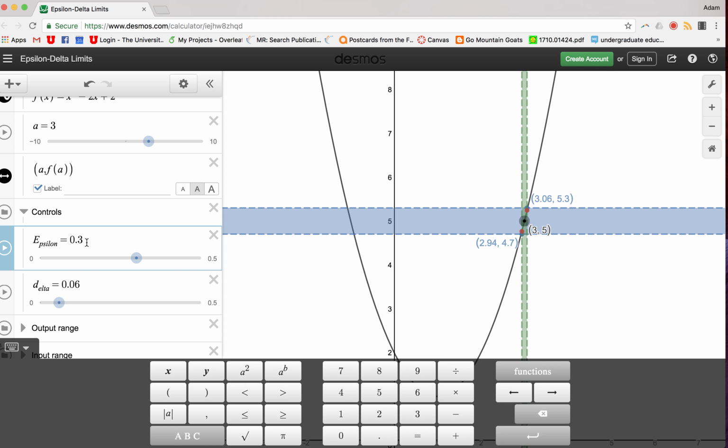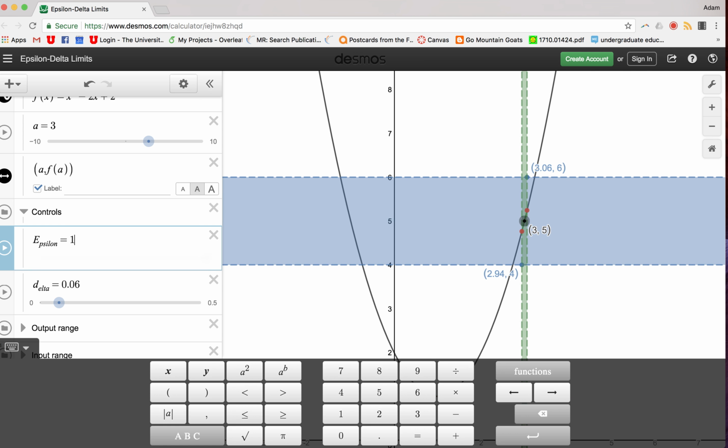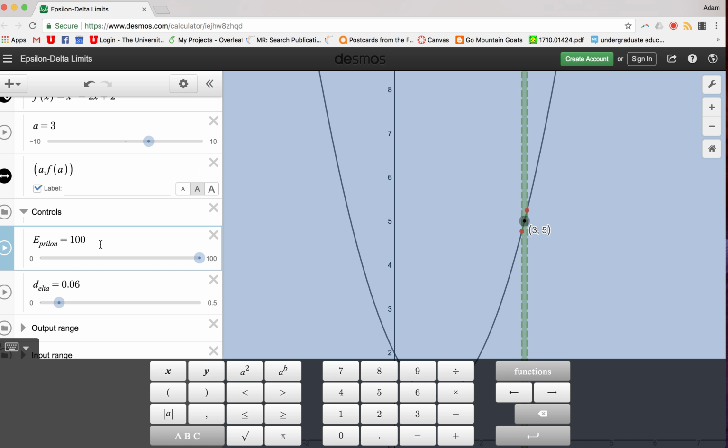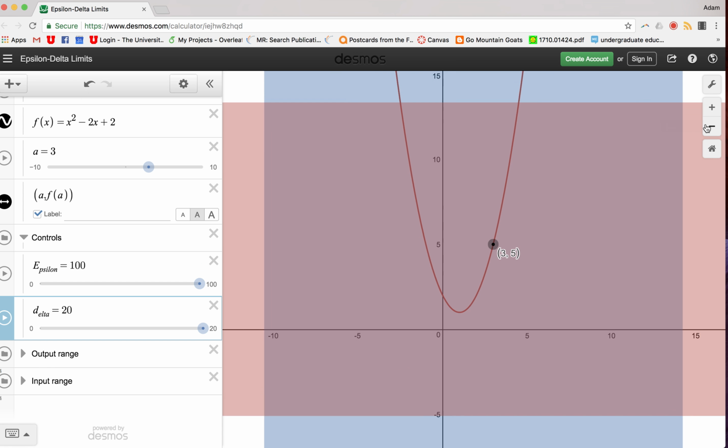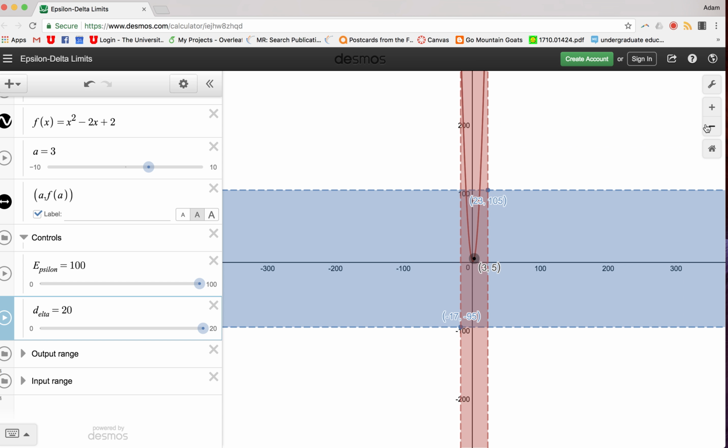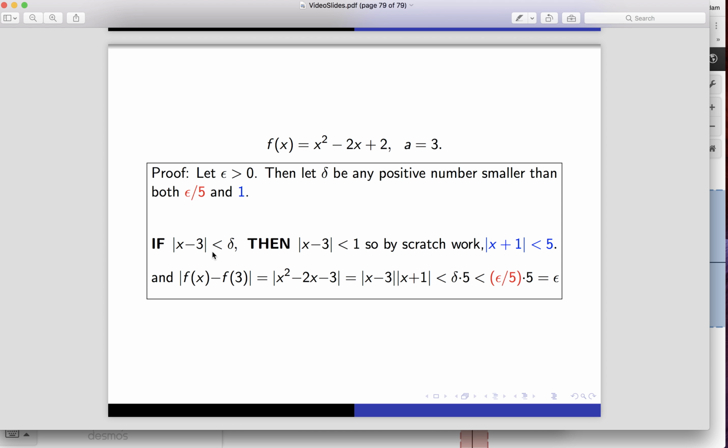Except, what if we try a big epsilon? What if I try epsilon equals 100? And now I set my delta to be epsilon over 5. So 100 over 5 is going to be 20. Let's zoom out to see what's going on. Yeah, it turns out epsilon over 5 doesn't work when epsilon is equal to 100. So we have to be careful in these proofs. Let's go back and look at it.